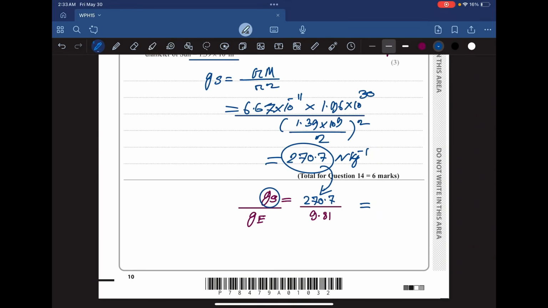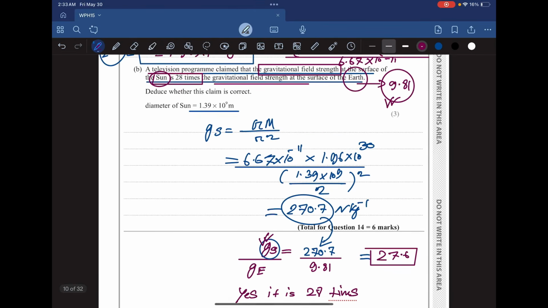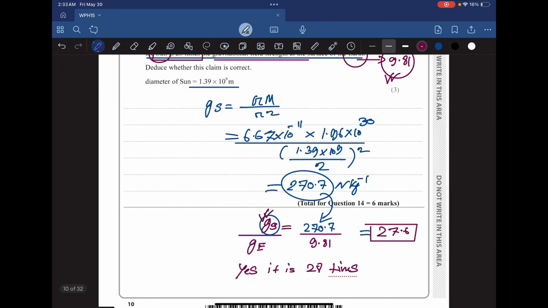So 270.7. Whenever there is a bigger value, always put the bigger value in the numerator and the smaller value in the denominator to see whether it is that times bigger or not. So we will see that yes, the value comes as 27.6. So we can say yes, the calculated value is consistent. It is 28 times the gravitational field strength of the earth.